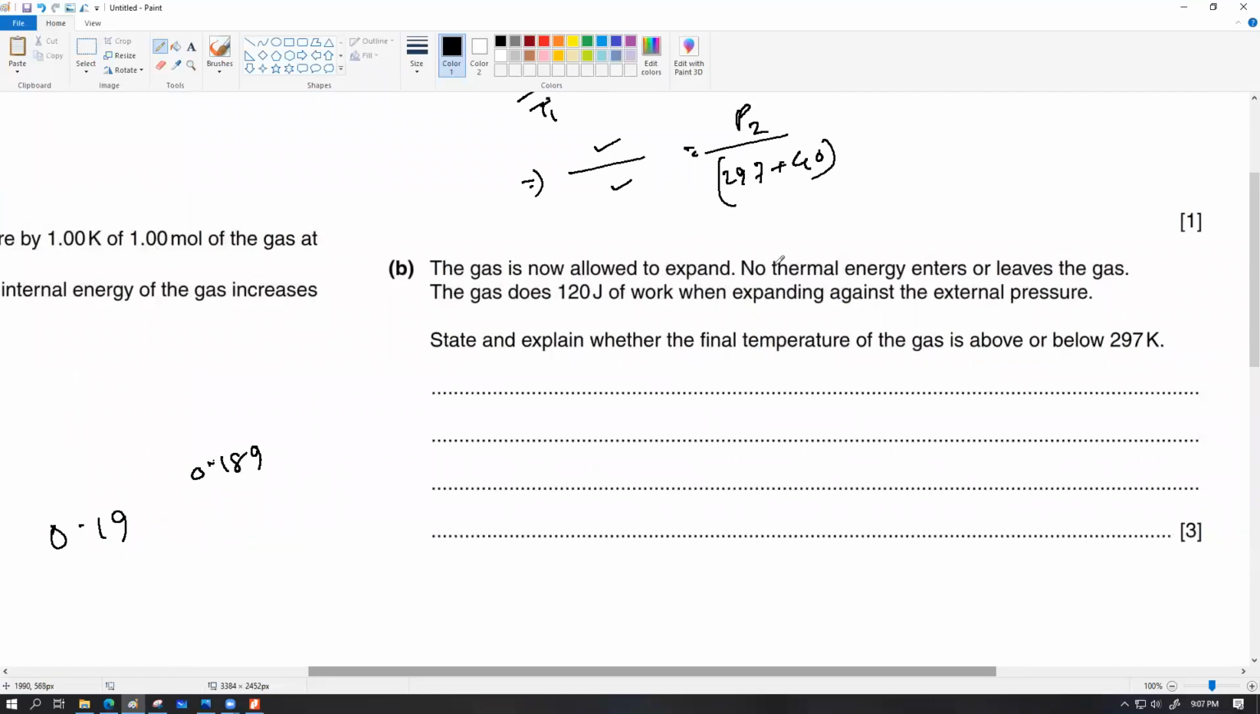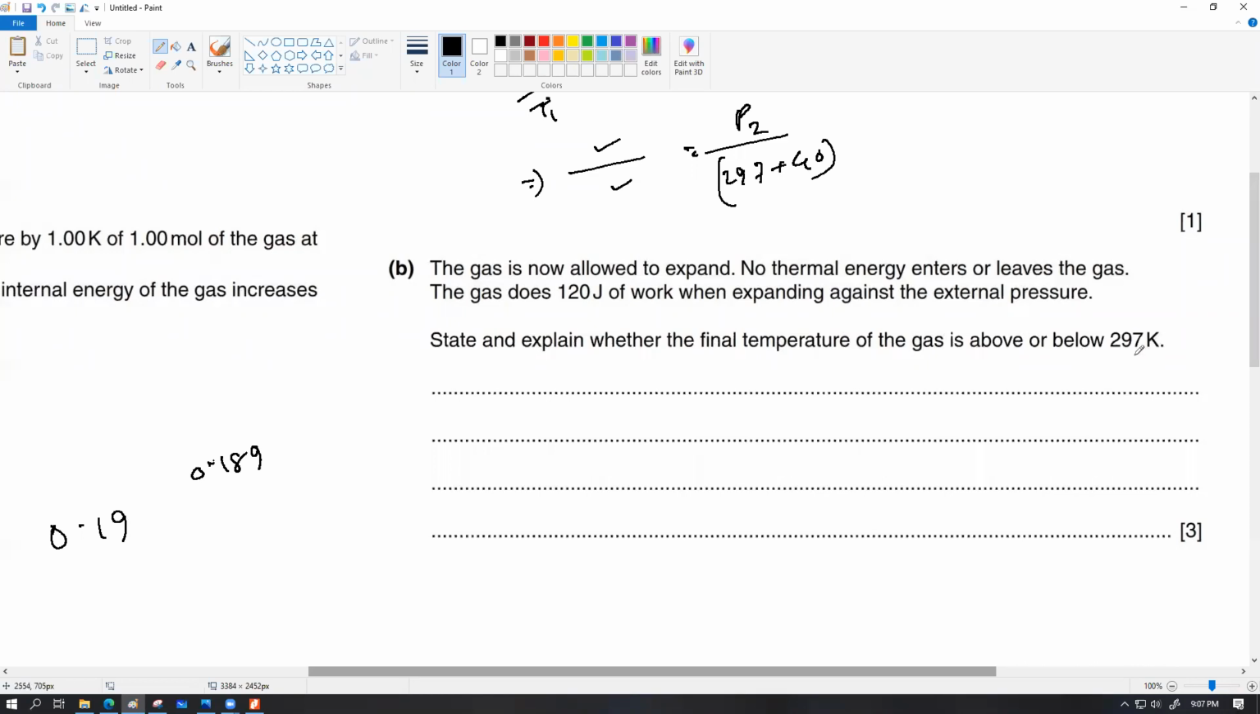The gas is now allowed to expand. No thermal energy enters or leaves the gas. The gas does 120 joule of work when expanding against the external pressure. Explain whether the final temperature of the gas is above or below 297 Kelvin.